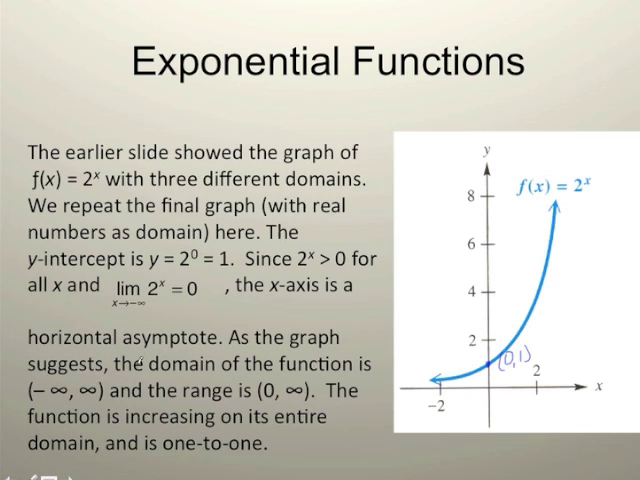So as the graph suggests, the domain of the function is from negative infinity to infinity. The range is open parentheses 0 to infinity. The function is increasing on its entire domain, and it would pass both a vertical and horizontal line test, so it's a one-to-one function.